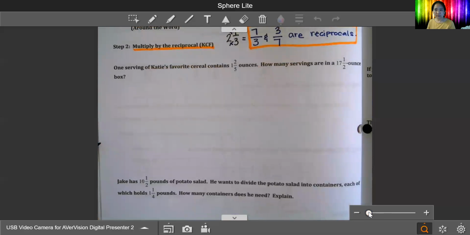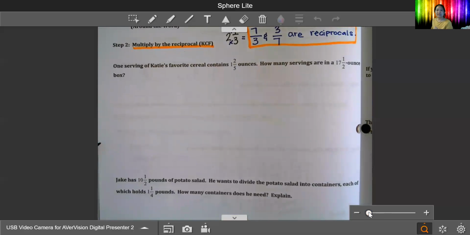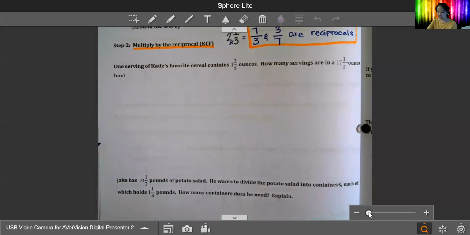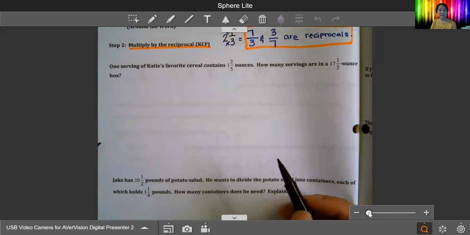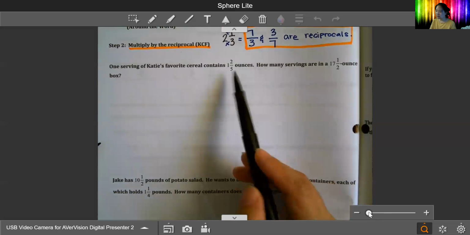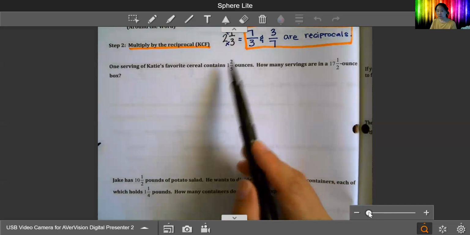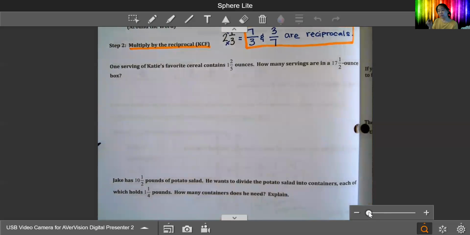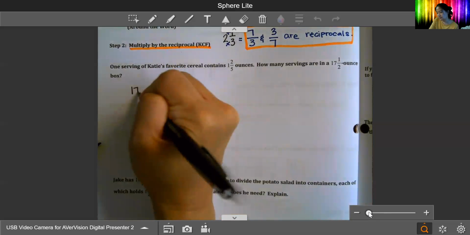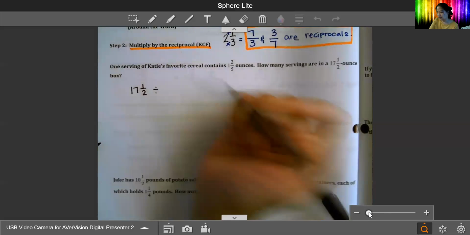So the first word problem, this is what it says. 1 serving of Katie's favorite cereal contains 1 2/5 ounces. How many servings are in a 17.5 ounce box? Okay, so when you're dividing, don't just assume that it is the first number divided by the second number. You have to read the context. And the context is this. It says how many of these 1 2/5 ounce servings can be in a 17.5 ounce box? So the total amount that you have is 17.5. You're gonna divide that by 1 2/5.